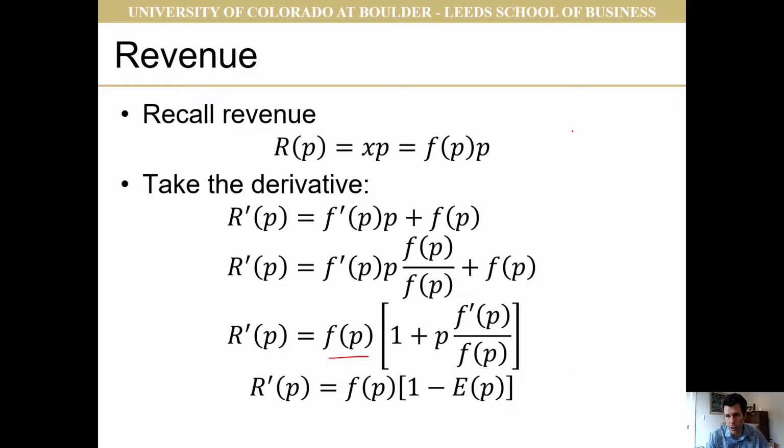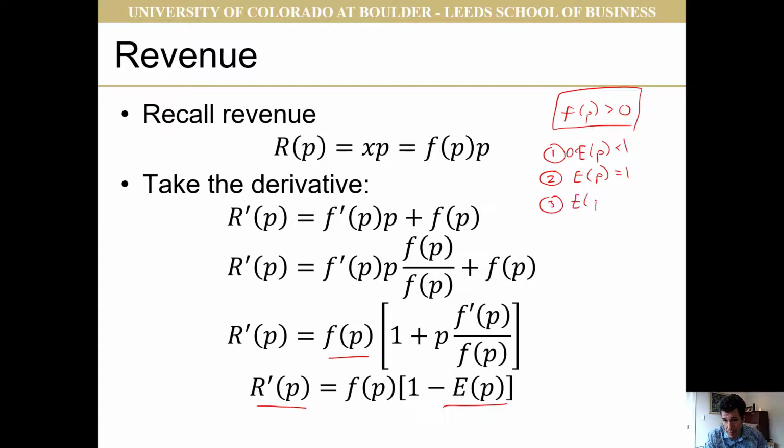Okay, well, we know f of p is bigger than 0, right? Because demand has to be positive. So the sign of the derivative of revenue with respect to price depends on the elasticity of demand. And there are 3 situations. Situation 1, E of P is between 0 and 1. 2, E of P equals 1. And 3, E of P is bigger than 1. Okay, those are our 3 possibilities.